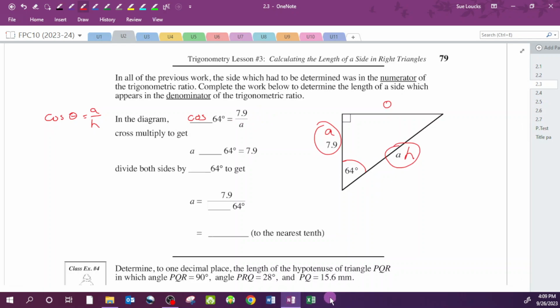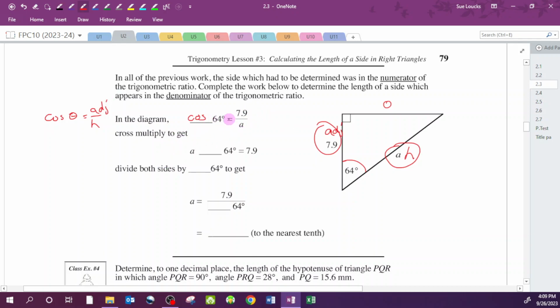I personally wouldn't use A on a diagram when I'm doing trig, because that's one of the letters, and that just adds confusion to it. But this is what we have, so this is what we'll do. What you could do is, instead of calling this A, you could call this adjacent, and then you've taken away the confusion.